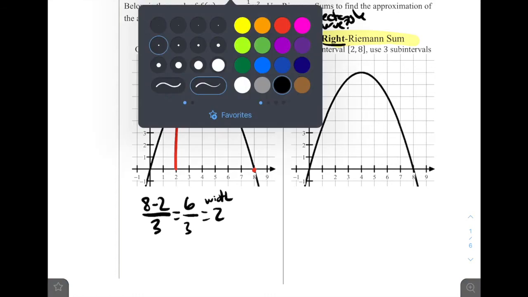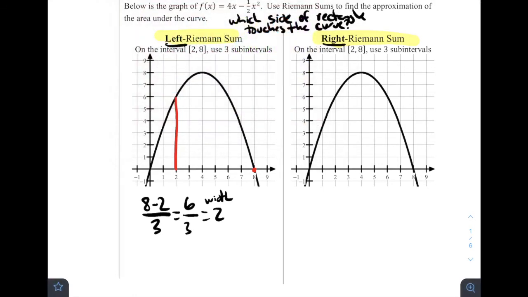What I'm going to do then is draw vertical lines every 2 units. So from 2, I'm going to go 2 units over and draw a vertical line up to my curve. I'm going to then go 2 more units over, draw a vertical line going up to my curve, and stop. So our left Riemann sum is going to be the left side of this. Here's the base of my first rectangle. The left side of it is where the top of that curve is going to be.